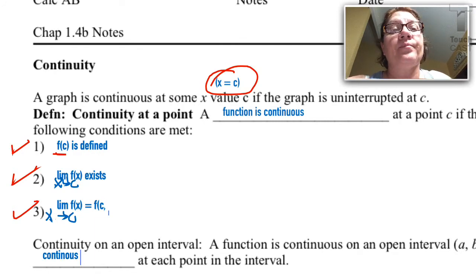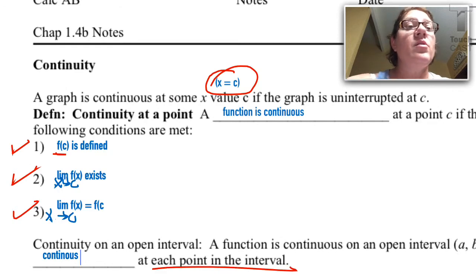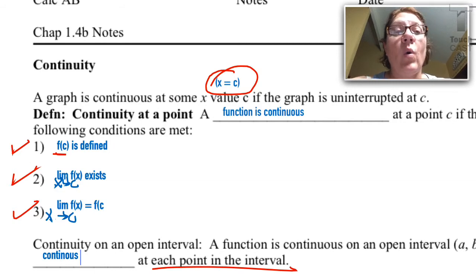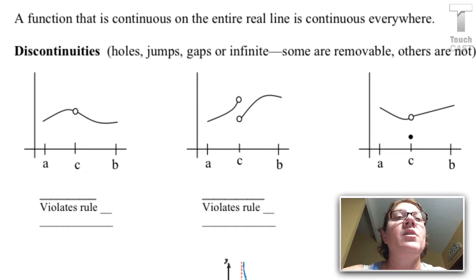And then a function is continuous on an open interval a to b if it's continuous at every point in that interval. So essentially it's talking about that there's no break in the graph. I don't have a hole, I don't have a jump, I don't have an asymptote. So we're going to look at all those examples of discontinuities below. One more thing that I wanted to mention is if it's continuous on the number line, then of course that domain would be from negative infinity to positive infinity, all real numbers.